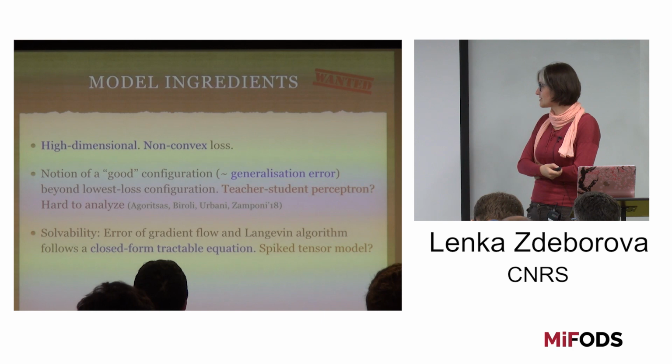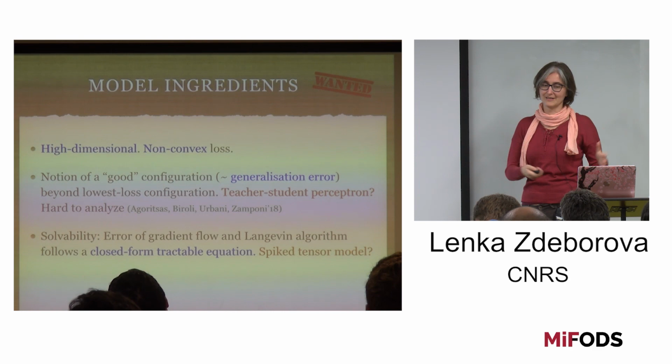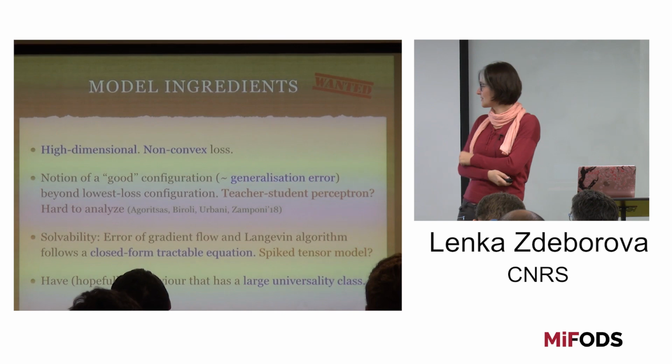It ends up that this spike tensor model that people study might be a good candidate, but not quite, because it has such a huge algorithmic gap that things behave in a way that will not transfer to other models. So if we want something universal, we came up with this model.